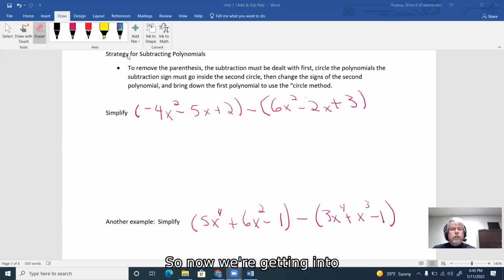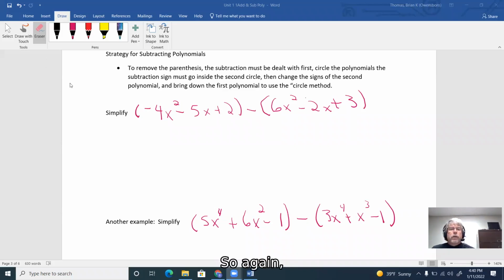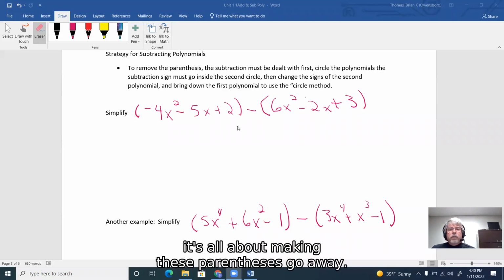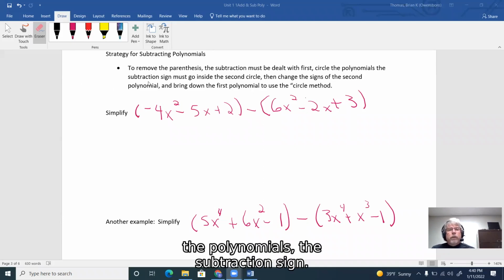So now we're getting into the strategy of subtracting polynomials. This gets to be a little tricky. So the way I do this is I deal with the subtraction first. So again, it's all about making these parentheses go away. And to make these parentheses go away, we're going to remove the parentheses. But the way we do this, the subtraction we're going to deal with first. So what we're going to do is circle the polynomials. The subtraction sign must go inside the second circle. Let's do that and see where that takes us.